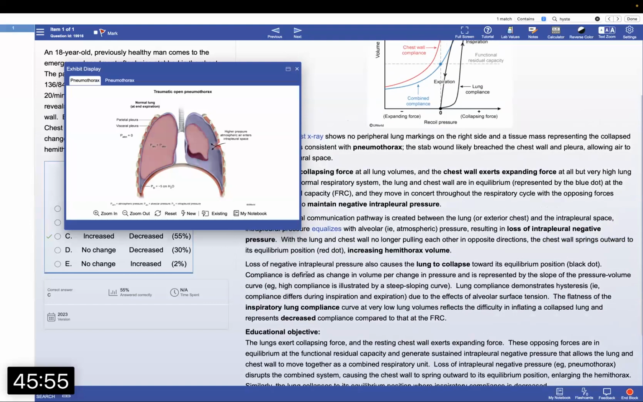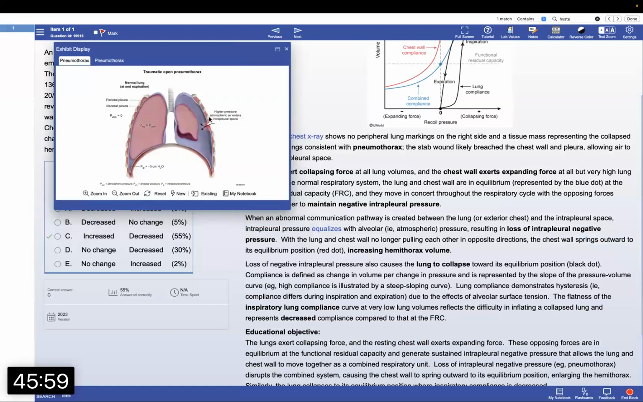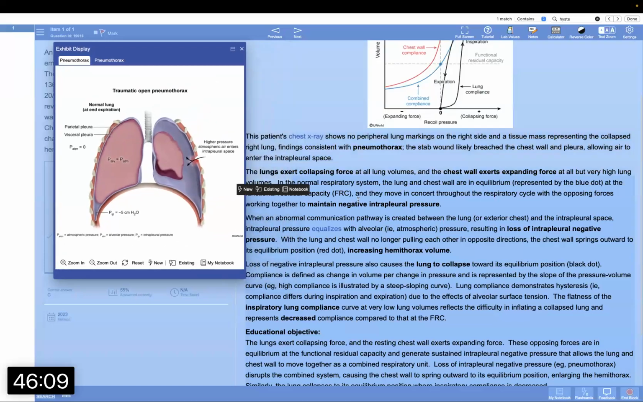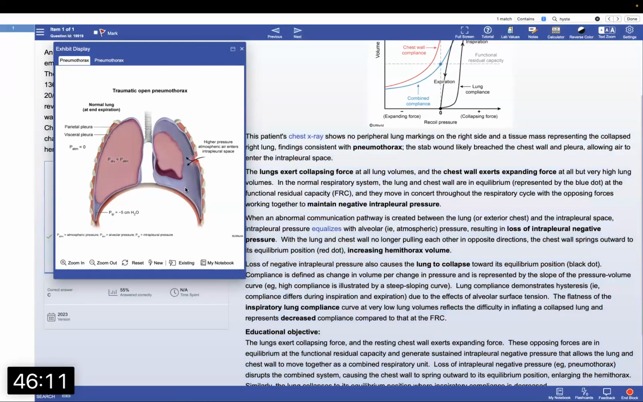Then the loss of negative intrapleural pressure occurs when an abnormal communication pathway is created between the lung and the intrapleural space. So what happened? The intrapleural pressure equalizes with the atmospheric pressure. So higher pressure atmospheric air enters and it equalizes. Alveolar pressure is equal to the atmospheric pressure.